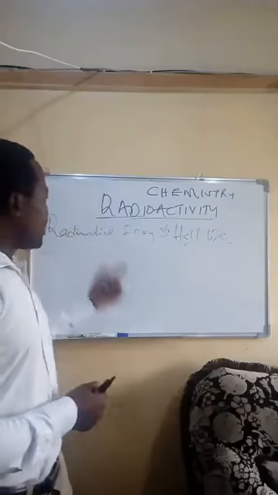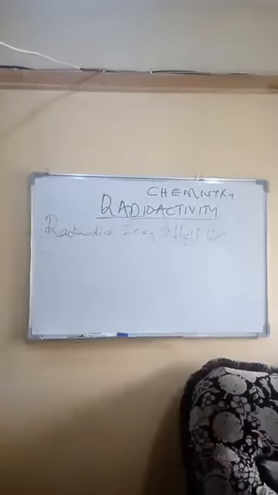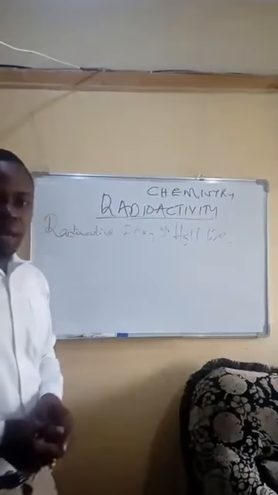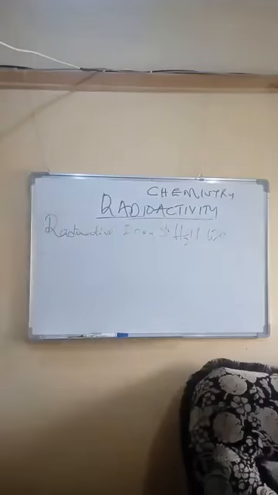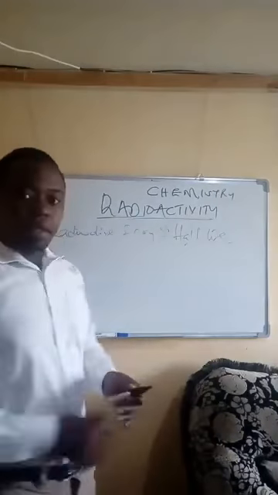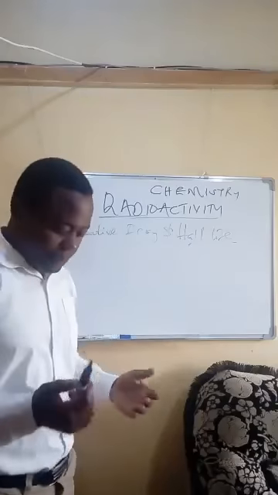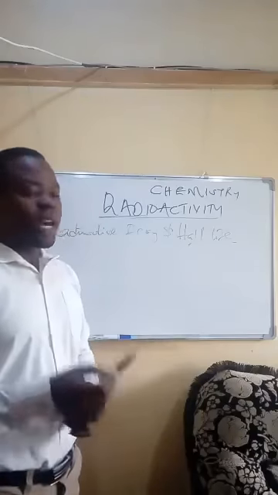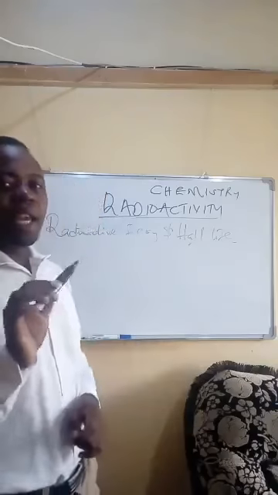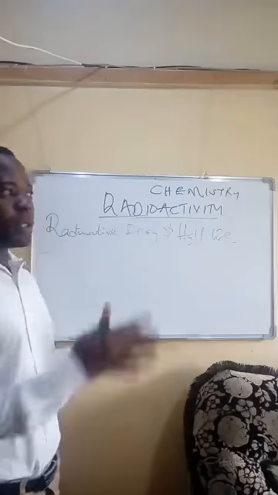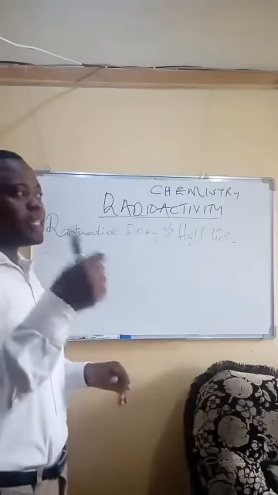So the next thing that we're going to learn is about radioactive decay and half-life. We have said all along that when a radioisotope undergoes radioactive decay, it forms a new substance. That means that the mass of the first substance, the amount of the first substance, will start to decrease.